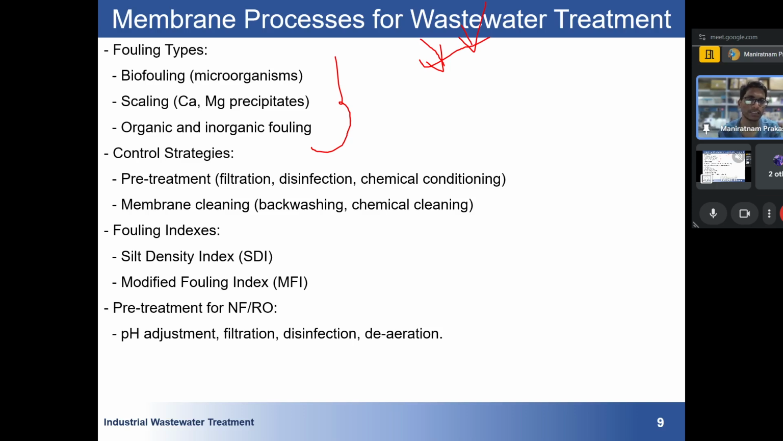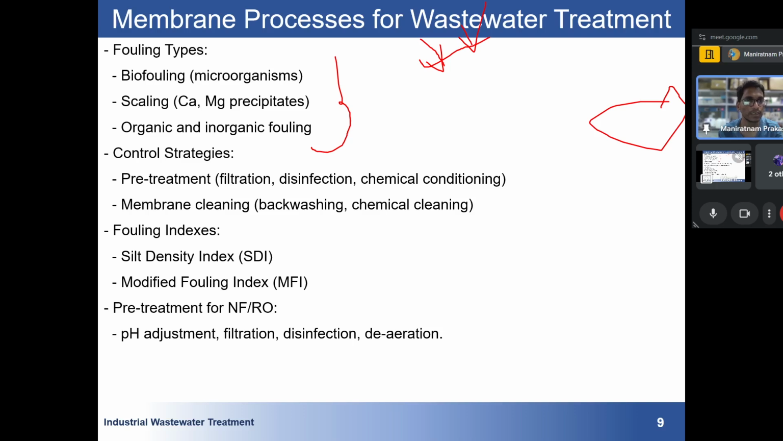We know that membranes are very costly, so we won't apply a huge contaminated wastewater directly. We will do some kind of pre-treatment and then pass it through. Then, at regular intervals, we will be cleaning it.